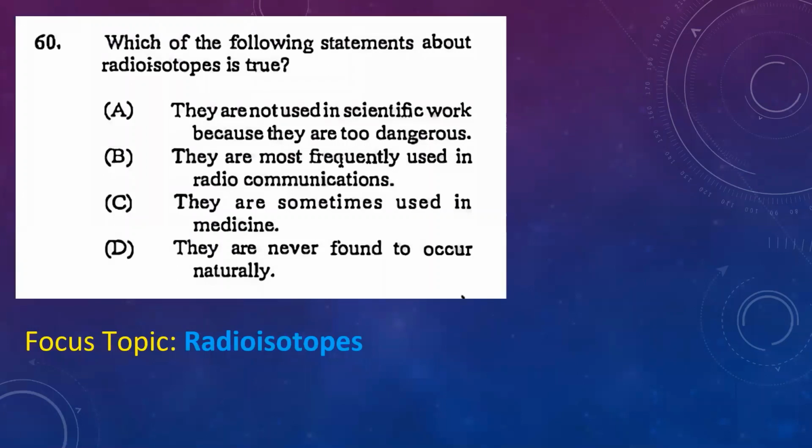All right. Which of the following statements about radioisotopes is true? And we have some options there. Now, as hard as it may be to believe, we actually do use radioisotopes in medicine sometimes. For instance, cobalt-60 is the one that I can recall. We use that in tracing cancerous cells. All right, so the answer there is C.